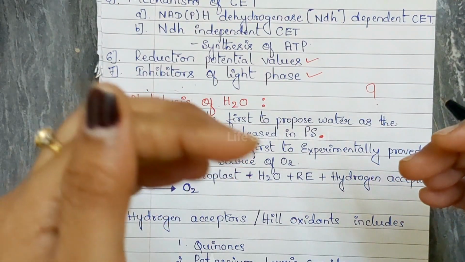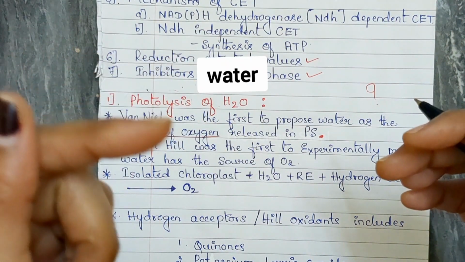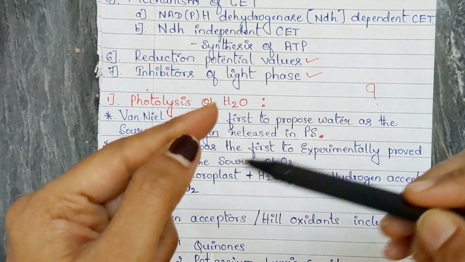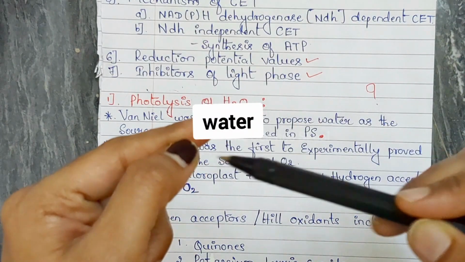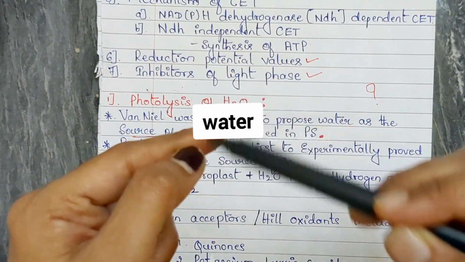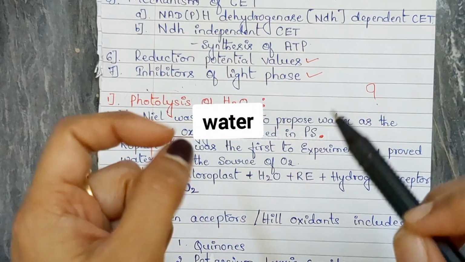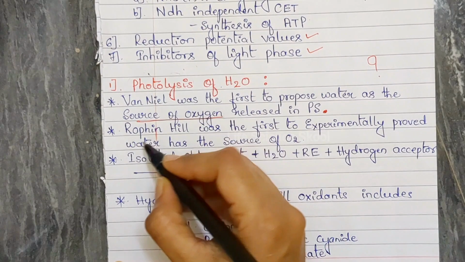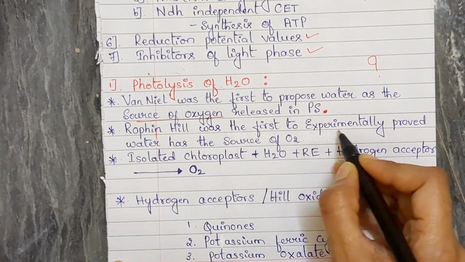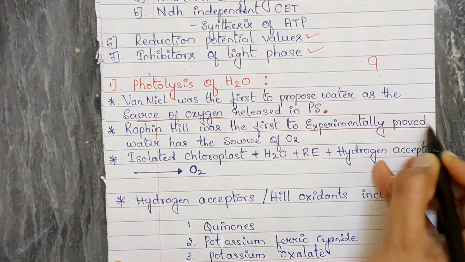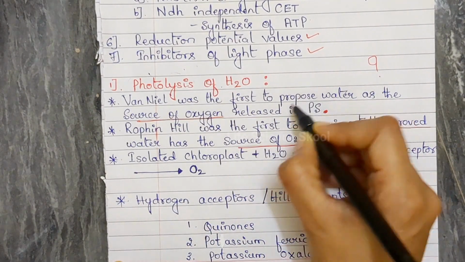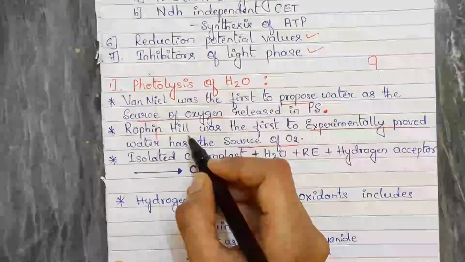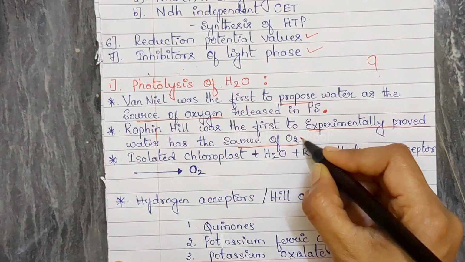Photosynthesis is going to occur by water, carbon dioxide and sunlight, right? So here he said that water is the source for the release of oxygen. Who said this? That is Van Niel. And there is another scientist called Robin Hill, who was the first to experimentally prove water as the source of O2. Van Niel proposed it, but it was experimentally proved by Robin Hill. Okay, so water is the source of O2.